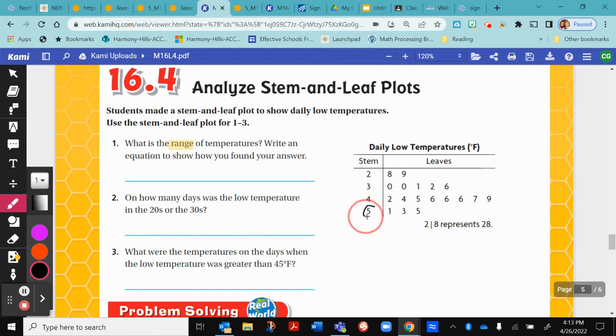So I'm going to stem 5, circle 5, and my largest number, I'm going to leave 5, it's 55. And then I'm going to subtract that from, going to stem 2 for my lowest number, and circle 8 for my lowest leaf. So it is 28. So 55 minus 28 is then going to equal 27. So the range temperature is going to be 27 degrees Fahrenheit.